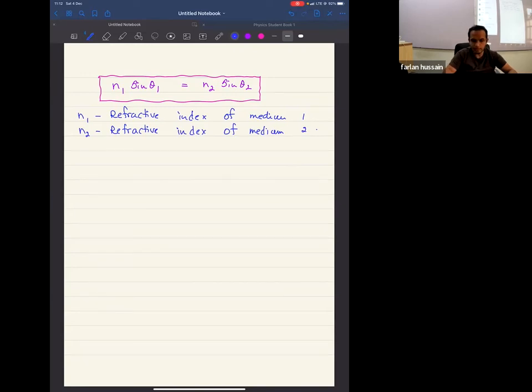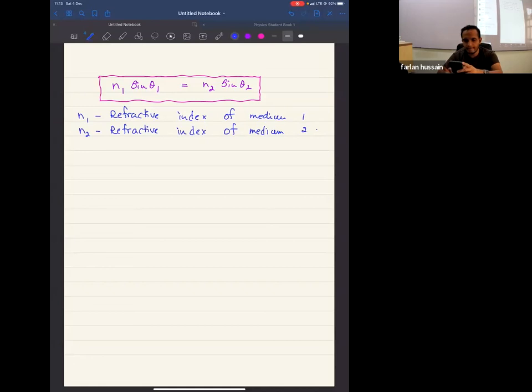Can you Google and check what is the refractive index of air? It is 1.000293, Google says. Can you all check? But we usually take the refractive index of air to be 1. Since it is 1.000293, it's taken as 1.